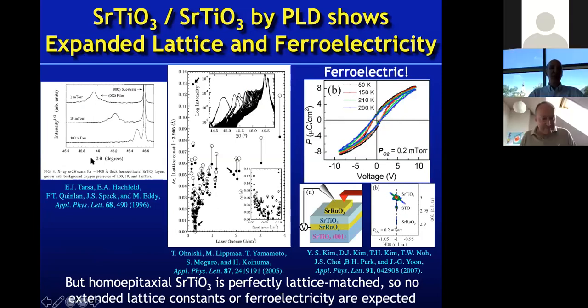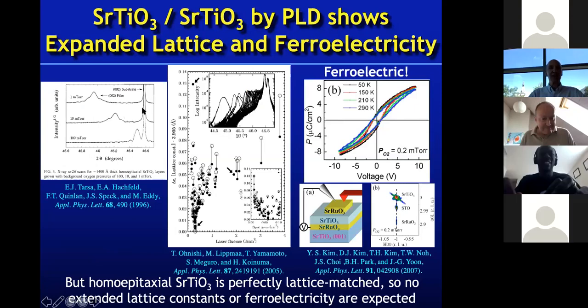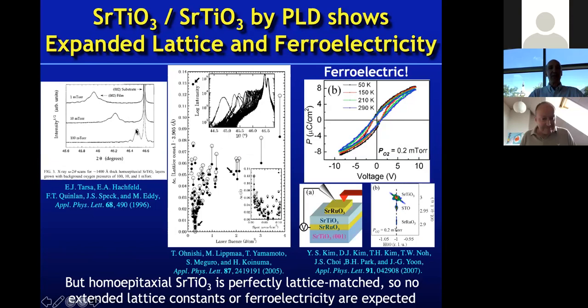So this early work from Jim Speck's group, using pulsed laser deposition, this is all PLD work, shows the film peak is not on top of the substrate peak, even though this is strontium titanate being grown on strontium titanate. And it depends very much on the growth pressure at which the film is deposited. So you can see as they go to lower pressure, where the bombardment effects are going to be larger.